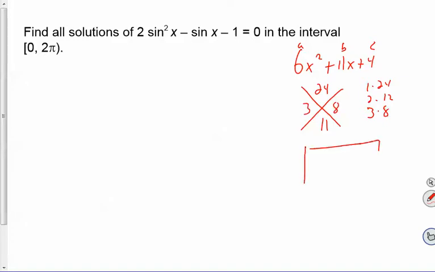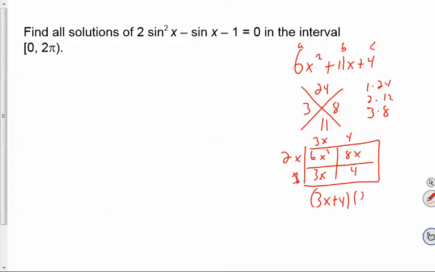And then I make a box, right? And here I put the 6x squared, and here I put the 4. Here I put a 3x and an 8x. Left to right, I get 2x. Left to right, I get just positive 1. Up and down is a 3x. Up and down is a 4. So this factors out to 3x plus 4 times 2x plus 1. You may or may not have seen that, but I wanted to talk about it so that you are aware of it.